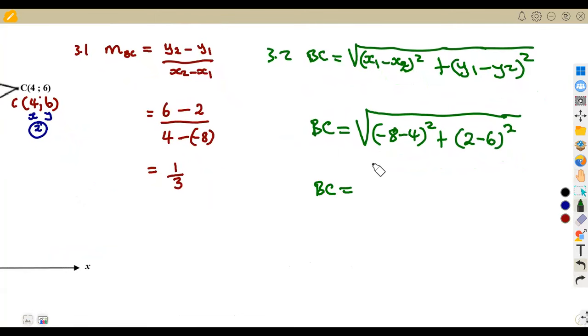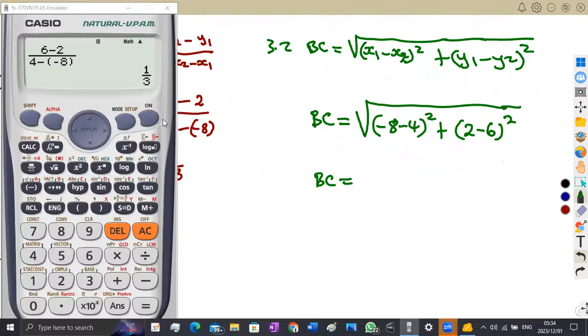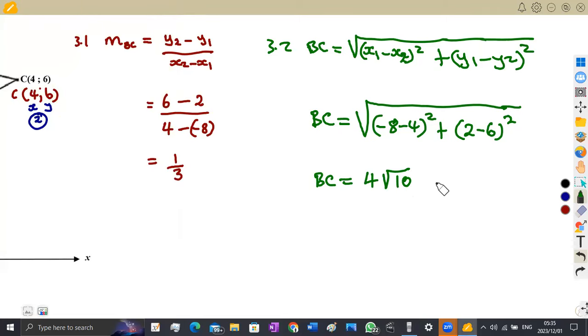So for BC at the end, we can also just use the calculator. This part has 2 marks, so substitute on your calculator. That is the square root of, open a bracket, -8 minus 4, then you square the bracket. Plus, open the bracket 2 minus 6, and you square that bracket. This is going to give us 4 square root of 10. So this is the length.